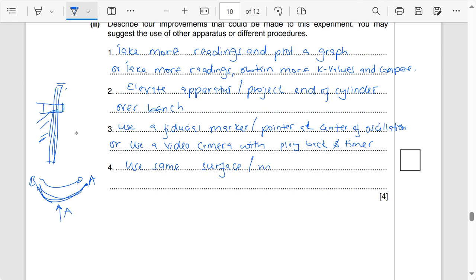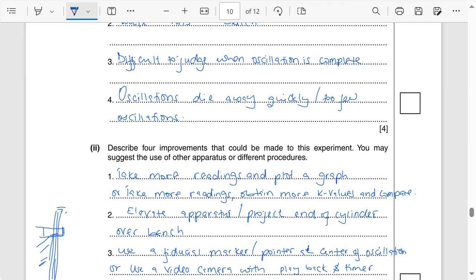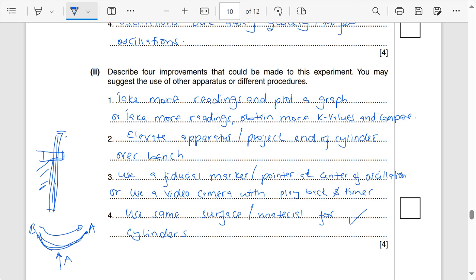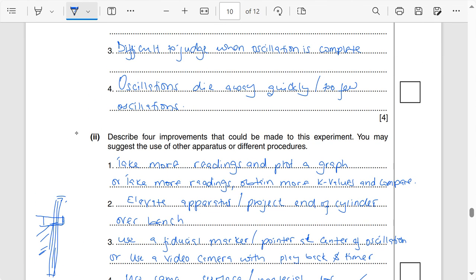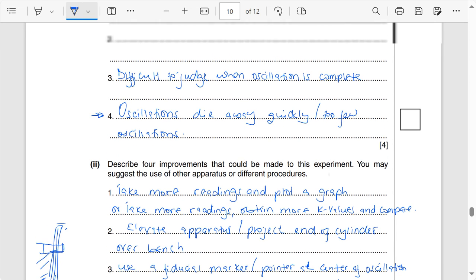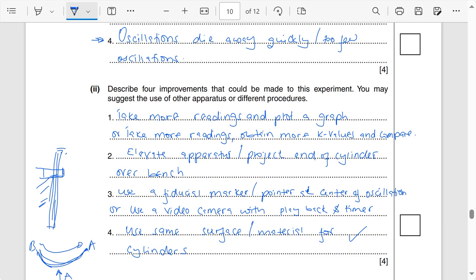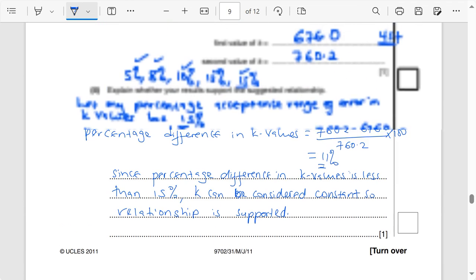or material for the cylinders. So you notice that this improvement is not for this limitation here, but I know that this one affects the results. I didn't give the method of improvement for the limitation of oscillations dying away. So it means I'm still covered. I can give a limitation without an improvement. I can give an improvement without writing a limitation. So all these are allowed. So this is how we go through this question.